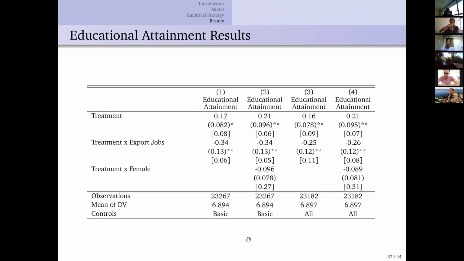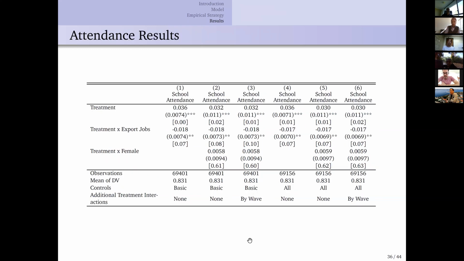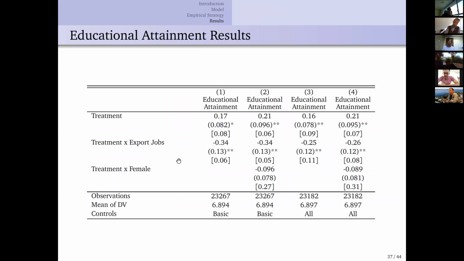These are now the educational attainment results. So this first slide tells us that while the control group wasn't receiving any treatments, you're seeing PROGRESA increase attendance, but it's increasing attendance less for places with lots of exporting jobs. And now we're looking here sort of 5 years down the road.